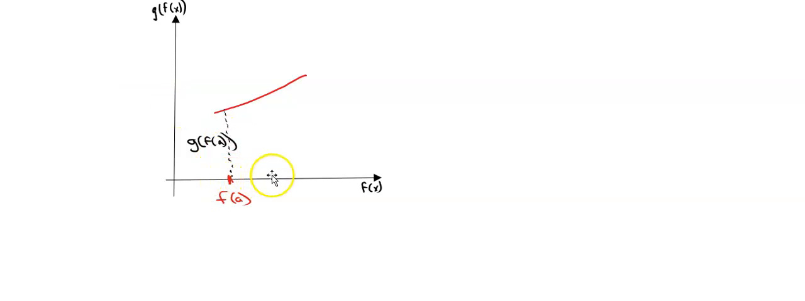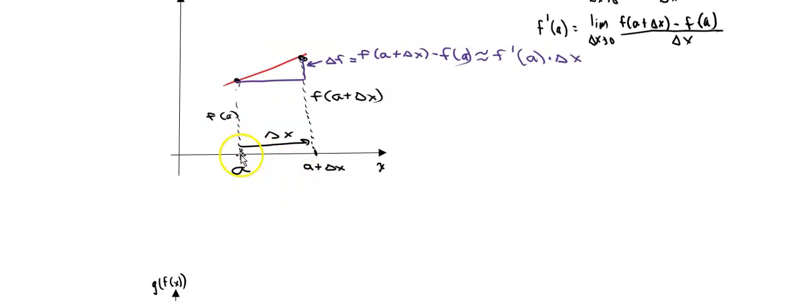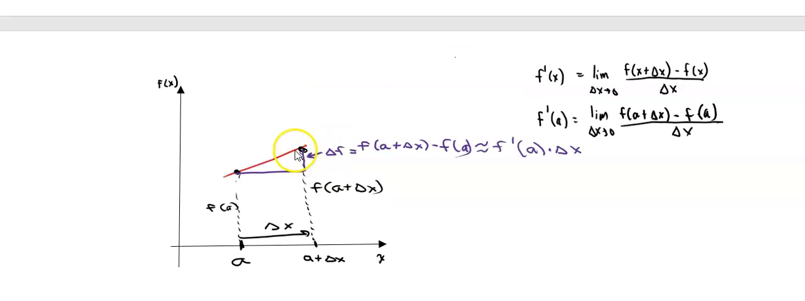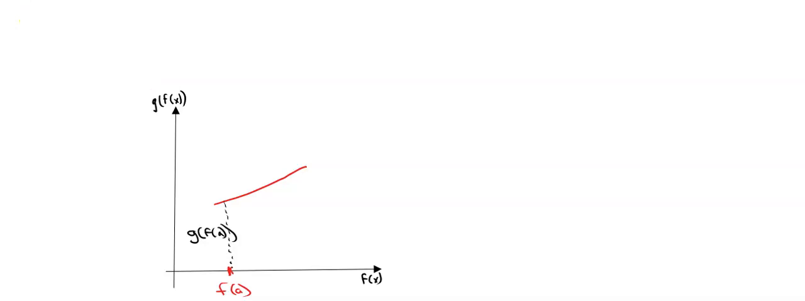And then instead of changing x by delta x like we did here, we were at x equals a, and then we added delta x to get to a new input. Now we're going to change our input, but remember, this is not just the x-axis. This is the f of x-axis. We're taking the outputs from f and making them the inputs to g of f of x. And so this change now is this change we saw right here. That delta f, which was f prime of a times delta x. So this is the change we're going to use down here.